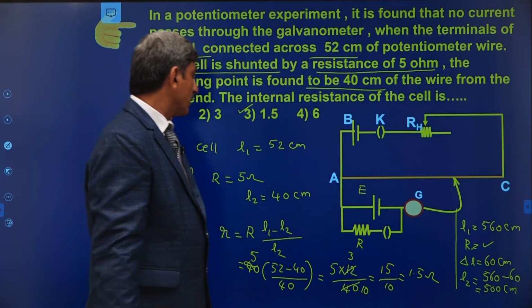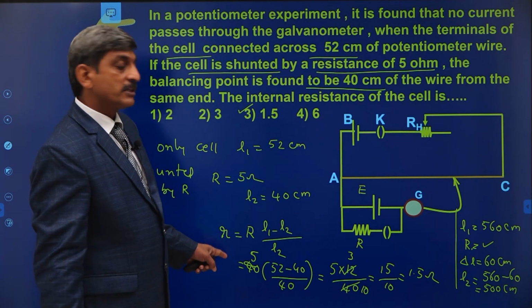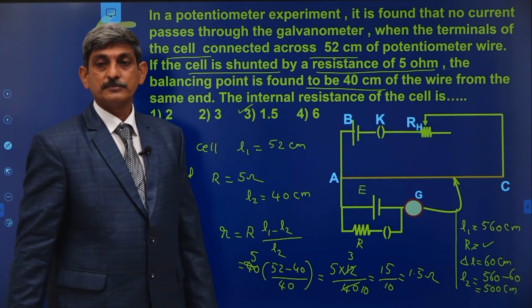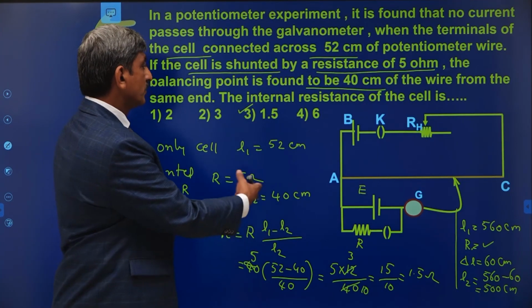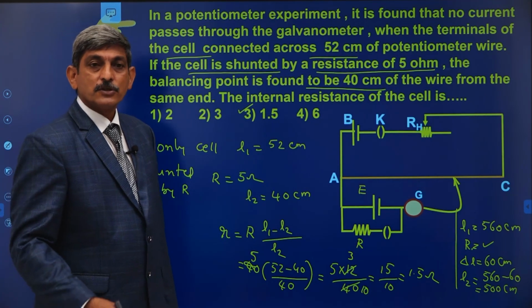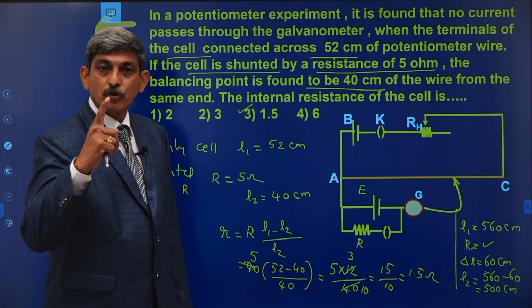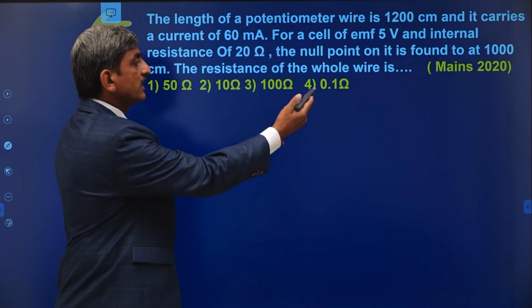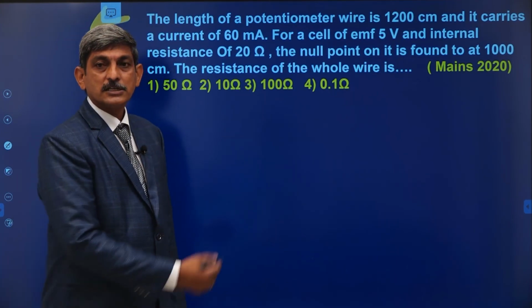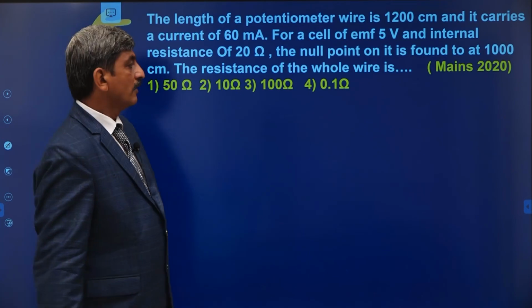After getting the L2 value, we can use the same formula, that is r is equal to capital R (L1 minus L2) divided by L2. So this is the way of giving the problems in the potentiometer. So I am going to give you one problem as homework, which was given in the 2020 mains. So you see this problem and try to answer this. Okay.